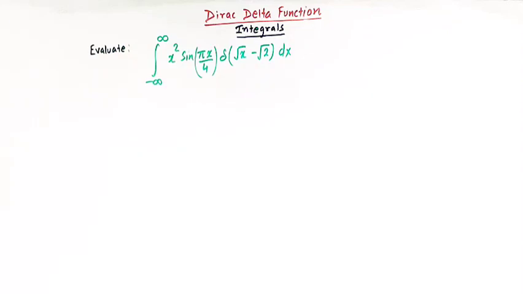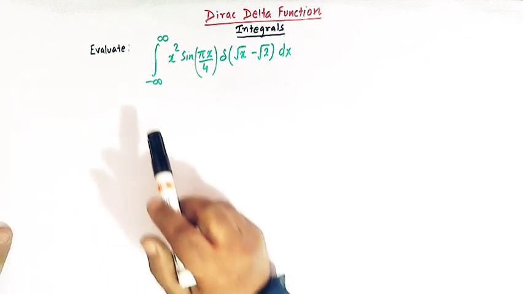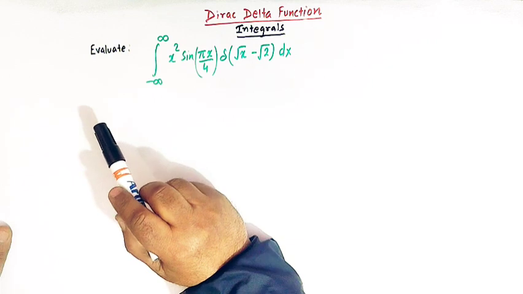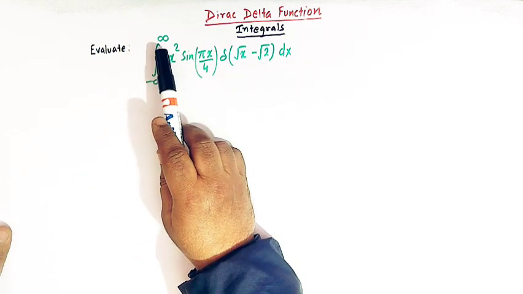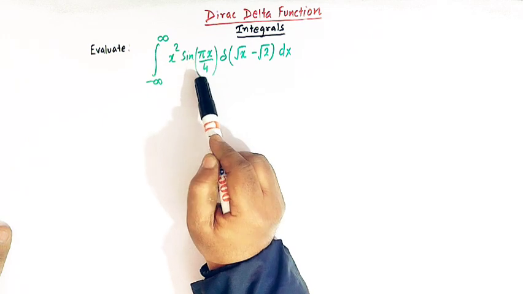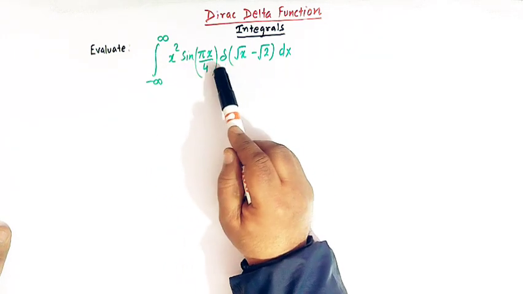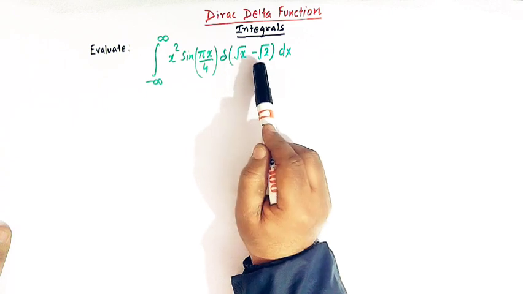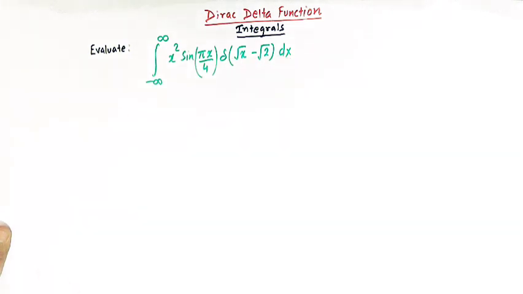Hello viewers, in today's class we are going to discuss one important integral involving the Dirac delta function. So in this session we are going to discuss this integral involving the delta function. So here we have the integral from minus infinity to infinity of x square sine pi x over 4, and the delta function is given by delta of square root of x minus square root of 2, dx. Here we'll see how we can solve this integral using a very simple property of the Dirac delta function.